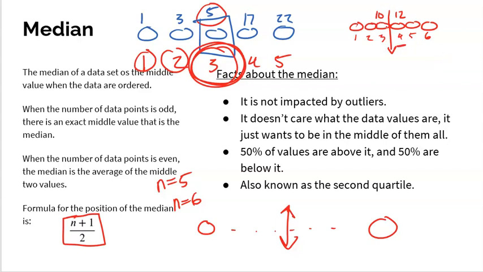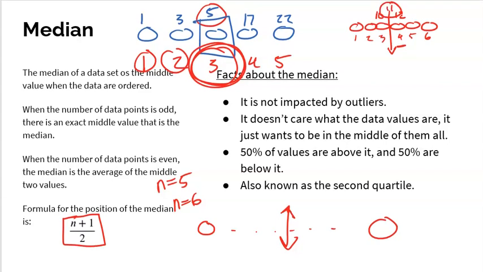So then you got to look at your data, right? So if my third value is 10 and my fourth value is 12, then the 3.5 value, the value directly in between 3 and 4, in this case would be 11. There's my median.